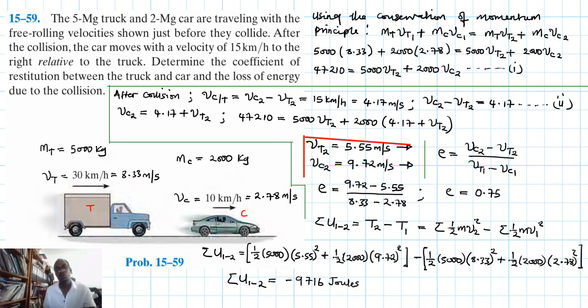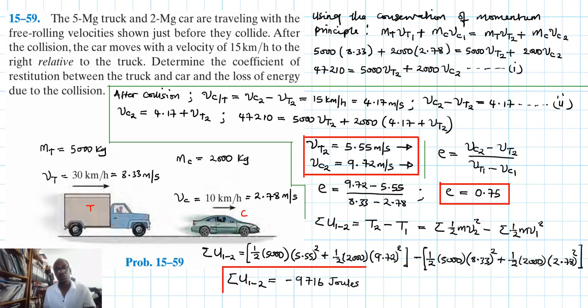So we have the velocities after the collision, the coefficient of restitution, and the loss of energy, which is equal to 9,716 joules. I think this is about it, and I hope this video is helpful.